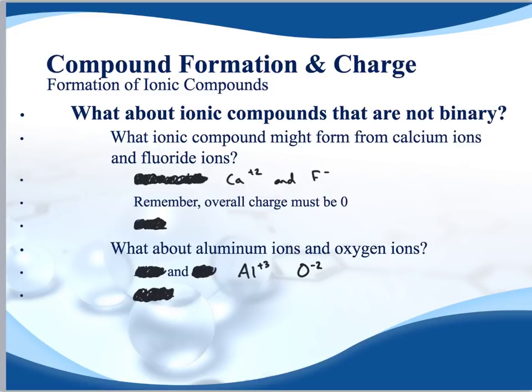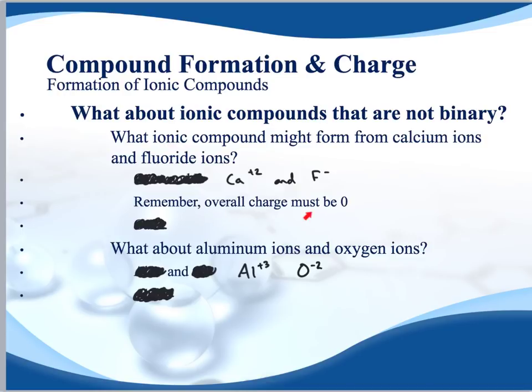What about ionic compounds that are not binary? Well, what ionic compounds might form from, say, a calcium ion and fluoride ions. If you check your ion sheets, you'll see that there is a calcium ion with a +2 charge, plus you know that calcium's in family 2A, so it's going to form a +2 charge. And then fluorine forms fluoride ions, and since it's a halogen, its charge will be -1.